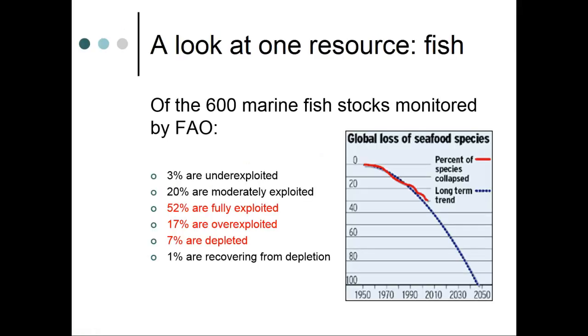But let's make this more concrete and zero in on one resource. Fish is a key source of protein for much of the world's population, and you can see here that we've been incredibly careless with that resource. Many species of fish are in an irreversible spiral of decline.